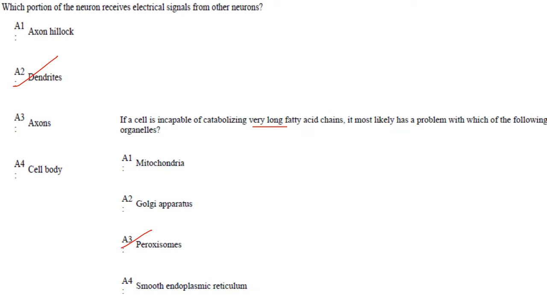Then next one. If a cell is incapable of catalyzing very long chain, remember very long chain fatty acid chains, it is most likely to have a problem with which of the following organelles? So peroxisomes, they are responsible for beta oxidation of very long chain fatty acids, that is carbon atoms greater than 20. Whereas mitochondria oxidize mainly long chain fatty acids, that is C16 to C20. So the answer here is option 3, that is peroxisomes.